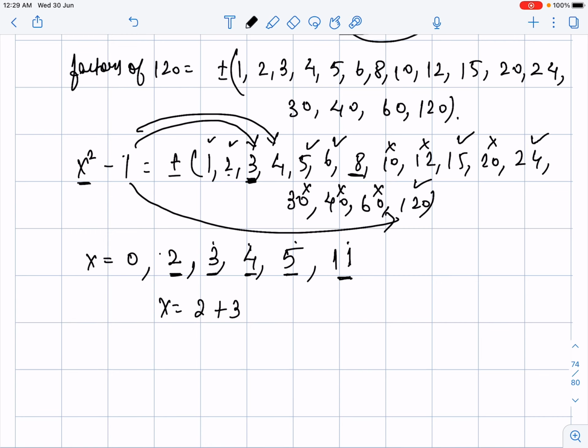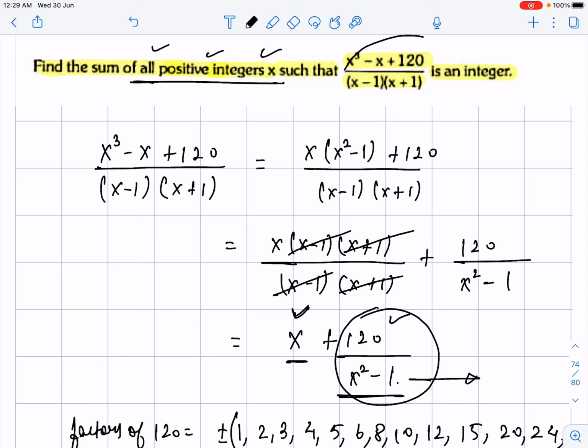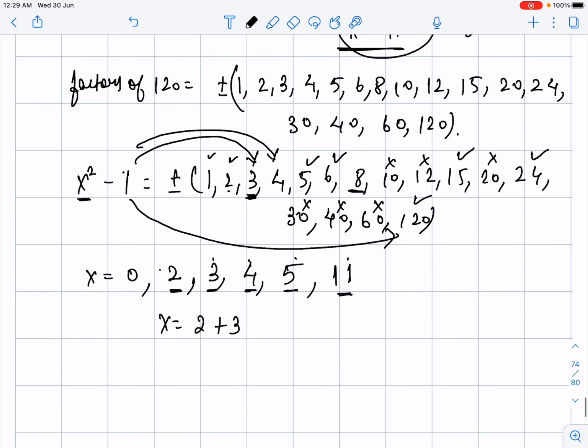This will make the fraction, cubic by quadratic, an integer. This cubic over quadratic will become an integer for all these positive values of x. That is 2 plus 3 plus 4 plus 5 plus 11 will be our final answer. That is equal to 25.